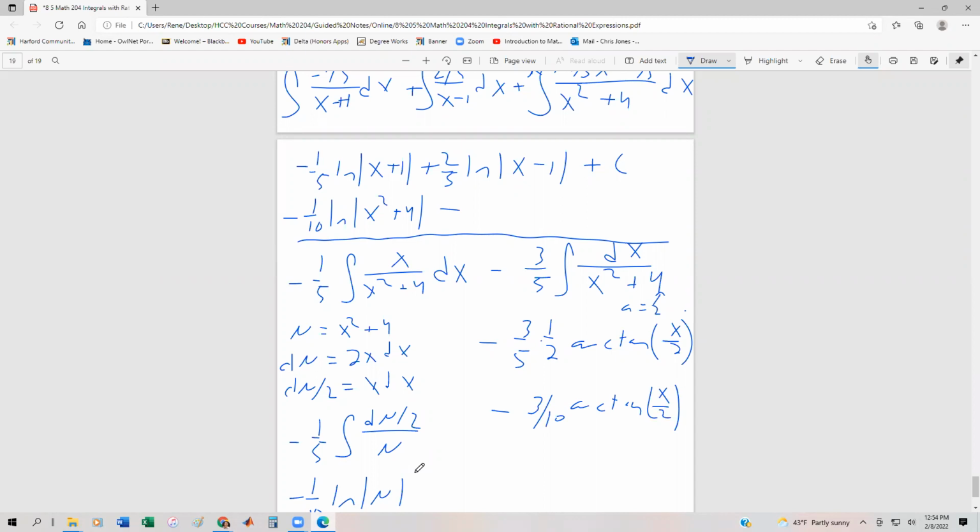And finally, I'm just going to bring that up here. And that would be arctan of x over 2. We already have the plus c. It doesn't really matter where it goes. So this is going to be our answer. Of course, we could use the various rules of logarithms to combine those three into a single logarithm if we elected to. I'll let you do that if you want to. And then we would still have that negative 3/10 arctan x over 2.